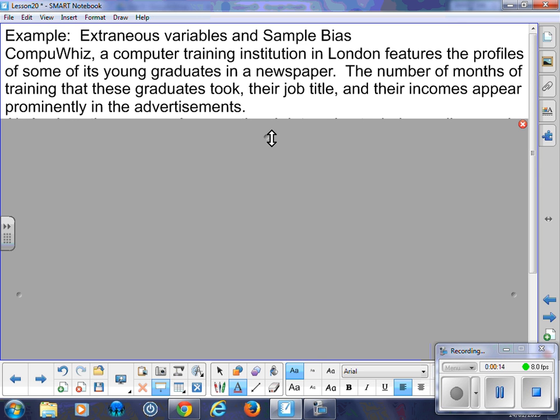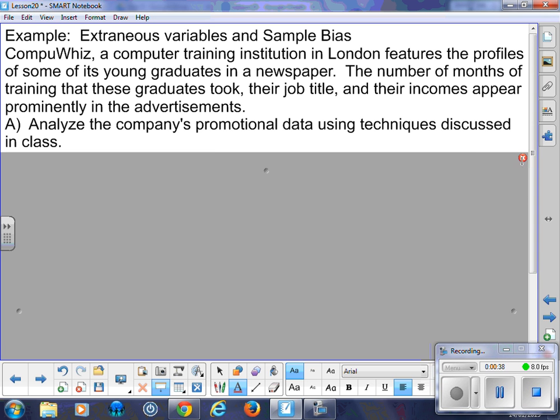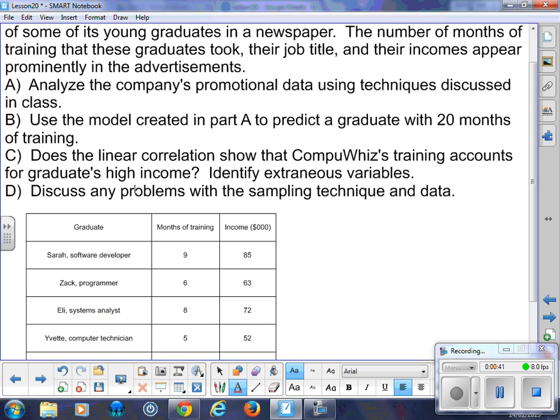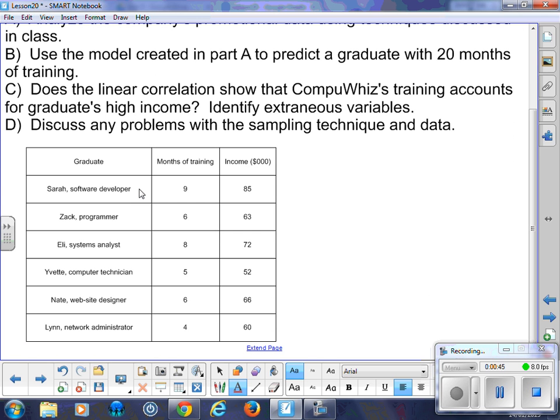So CompuWiz, a computer training institution in London, features the profiles of some of its young graduates in the newspaper. Not uncommon to show the school's success rates for attraction purposes. The number of months of training that these graduates took, the job title, and income appear in the advertisement. So we want to analyze the promotional data, use the model created in Part A to predict a graduate with 20 months of training, and is there a linear correlation in the data itself?